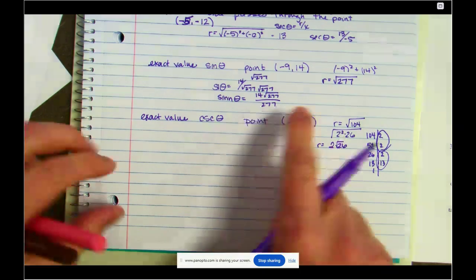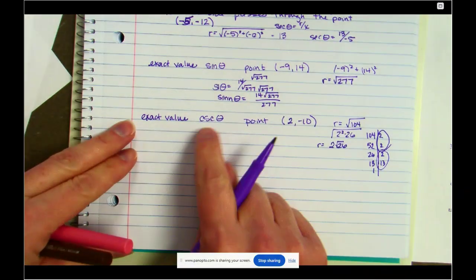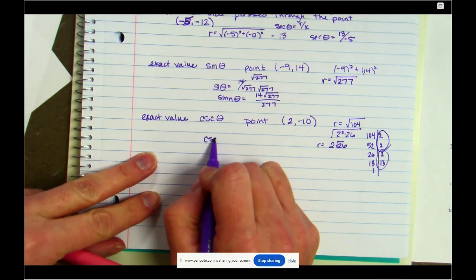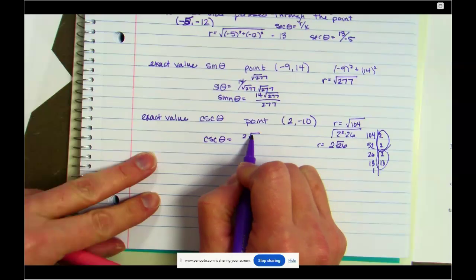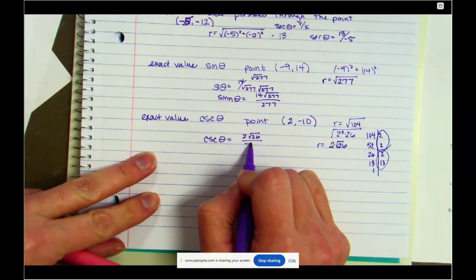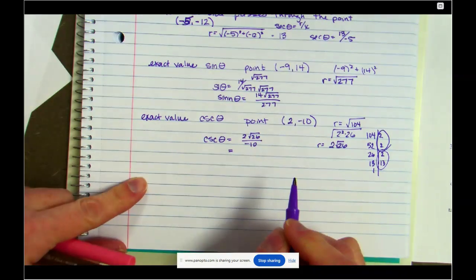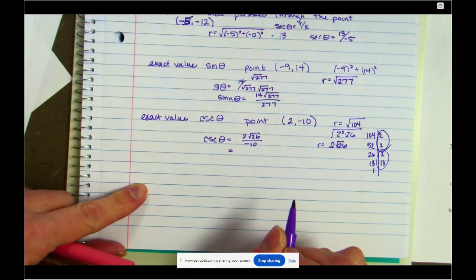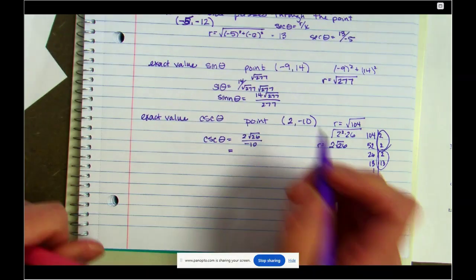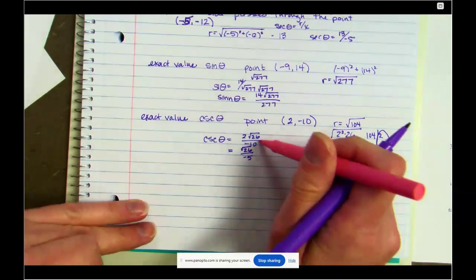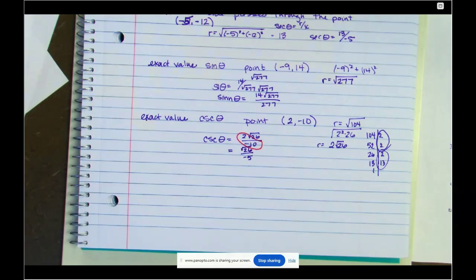Okay, so now we're looking for sine. Nope, sorry, looking for cosecant. Cosecant is r over y. Okay, that does reduce. You can reduce that. What is it? Yeah, square root of 26, but yeah. These guys reduce right here, right? 2 over 10. 2 over 10. Totally too hard. No, we're not done.